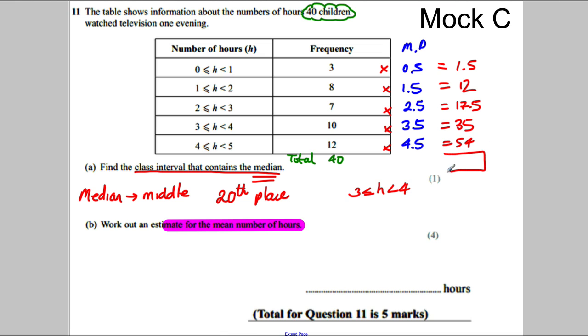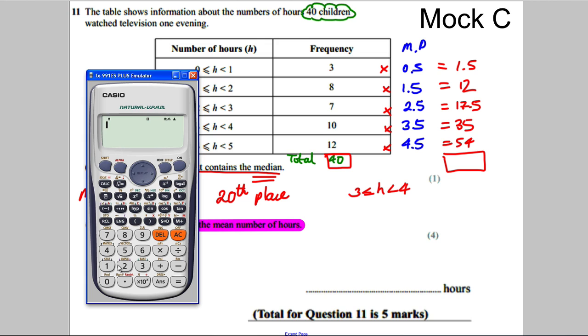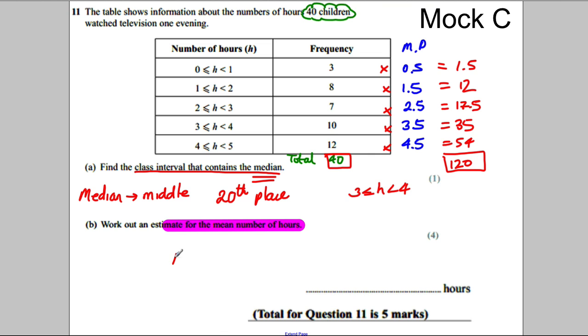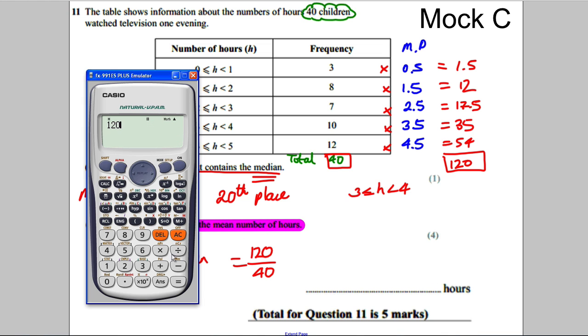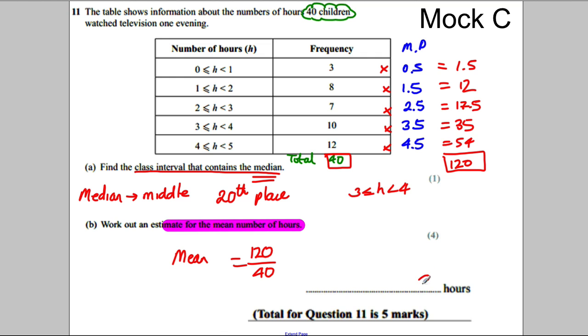Okay, so we're going to total up that column. We're going to total up this, which we know is 40, and we're going to do the big divided by the small. So 1.5 plus 12 plus 17.5 plus 35 plus 54. We're going to get ourselves 120. So an estimate for our mean is 120 divided by 40, which is 3. So 3 hours is an approximation for our mean. Next question, pause the video, have a go, and I'll work through in 5 seconds.